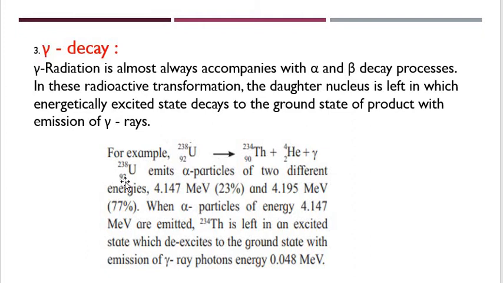Here 92 uranium 238 emits alpha particles of two different energies, that is 4.147 million electron volt and 4.195 million electron volt. When alpha particle of energy 4.147 million electron volt is emitted, thorium 234 is left in an excited state, and it will come to its ground state or de-excite by the emission of gamma ray which is having energy 0.048 million electron volt.